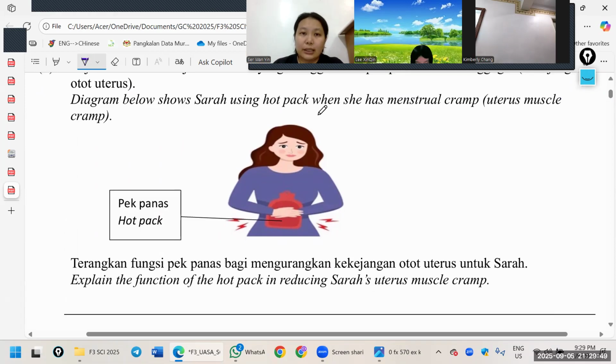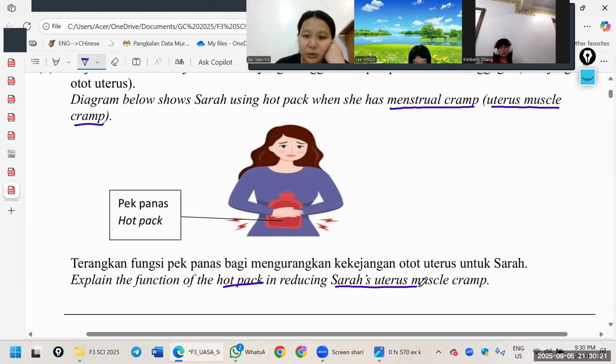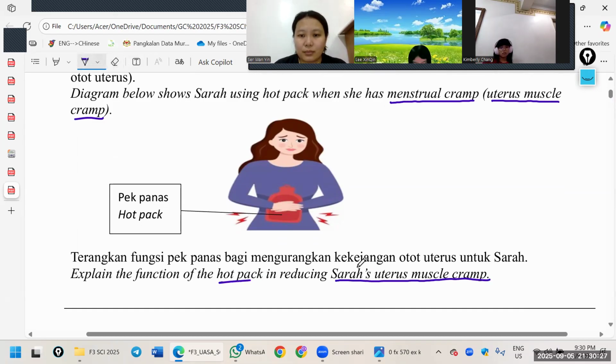Now, Sarah uses a hot pack when she has menstrual cramp. Menstrual cramp means uterus muscle cramp. I believe we girls have all experienced it before. Actually, it's cramp. So she put on a hot pack. Explain the function of the hot pack in reducing Sarah's uterus muscle cramp. 2 marks.